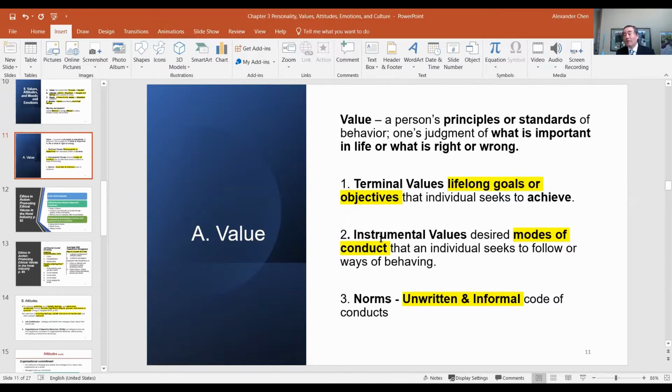Okay? But you have to know which one is more long-term objective, which one is more related to the conduct. The definition, if they ask you what is instrumental, what is terminal. Norms, we have been talking numerous times, a written informal code of conduct.